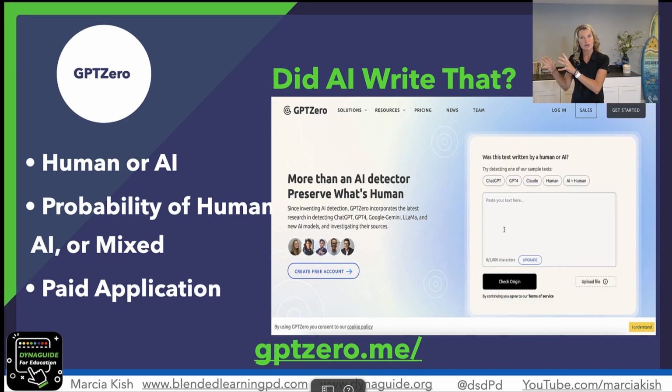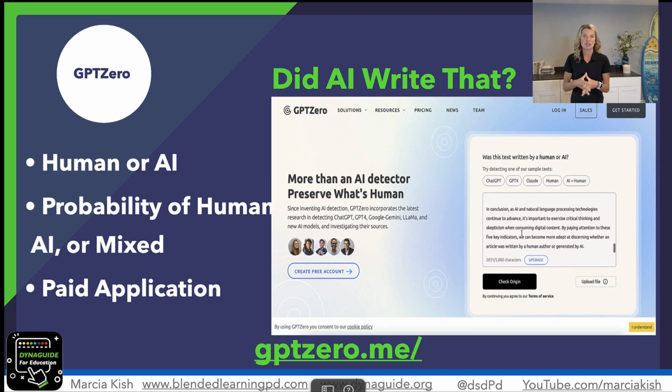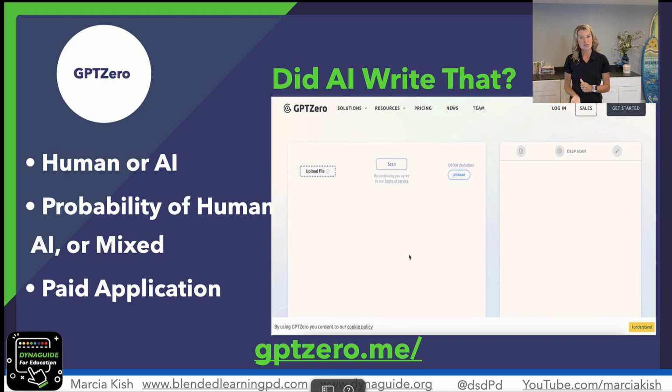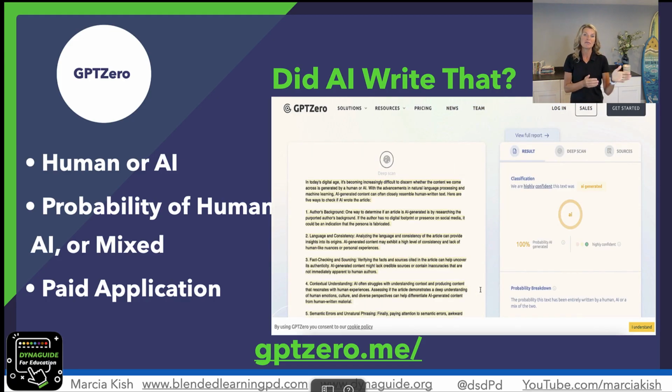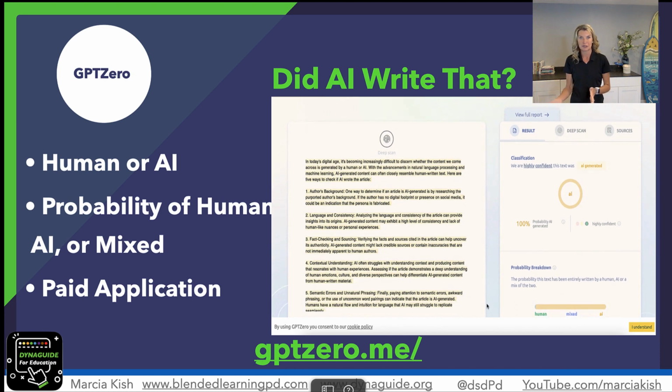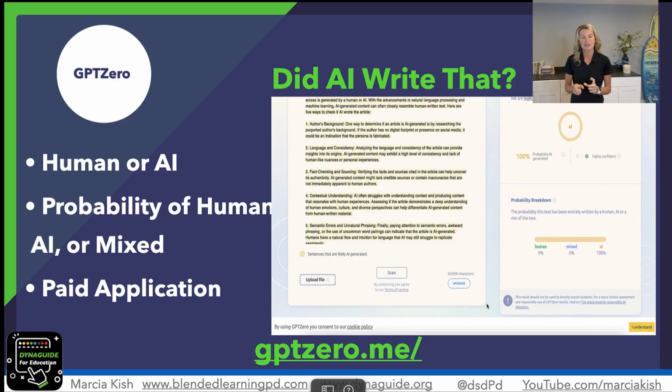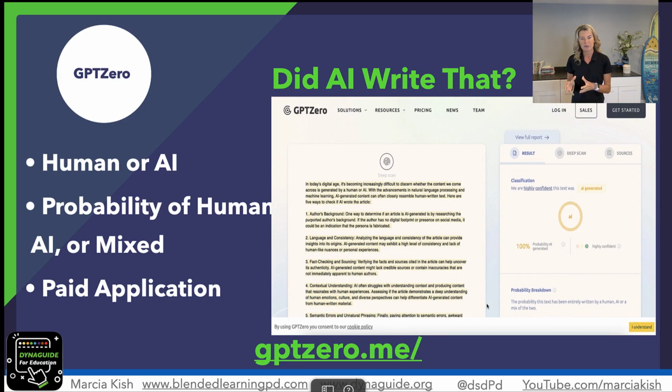We copied their article that was written by ChatGPT. We put it into gpt0.me and it gave us a score. And the score was showcasing the percentage of how much was written by AI or written by human. And this was very fascinating, and the teachers really liked GPT-0 just because it gave more information.